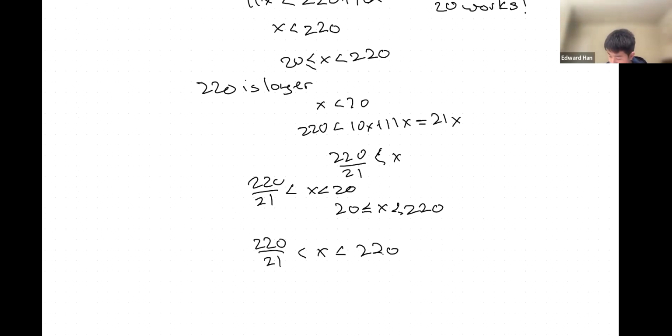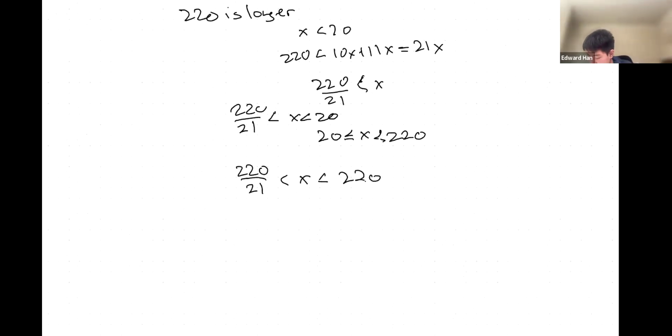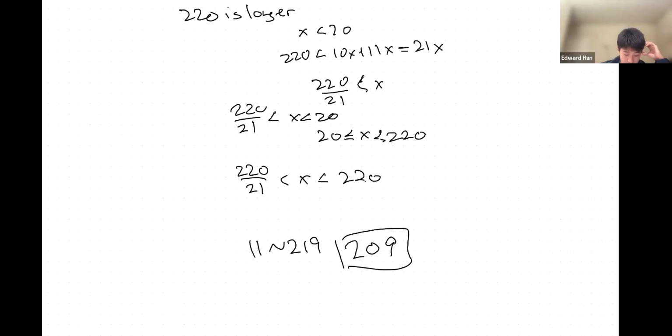And so this is equivalent to the range of numbers from 11 to 219. This gives us 209 solutions, which is our answer. Is there any questions about this question? And I hope everyone is still seeing my screen. I'll take that as a no.